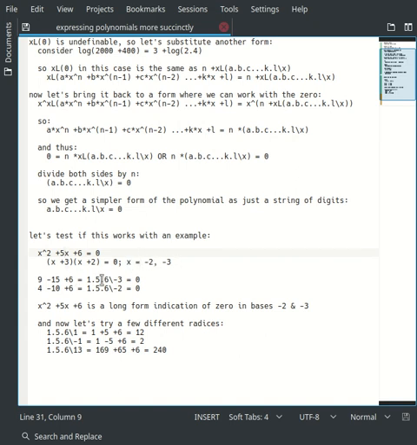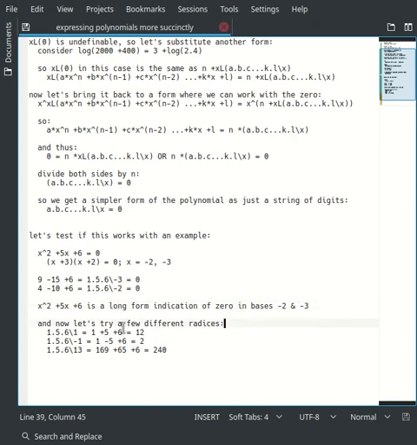Now let's take the way we would normally do this. We would plug it in. So you get negative 3 squared is 9, 5 times negative 3 is negative 15, and then just 6. Or we can consider it as this string with radix negative 3, which is exactly the same thing. And in both cases, we get 0. And then if we do it with negative 2, that also works. So this quadratic is a long form indication of 0 in bases negative 2 and negative 3.